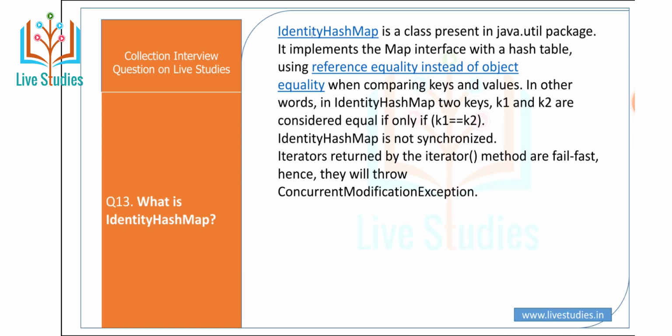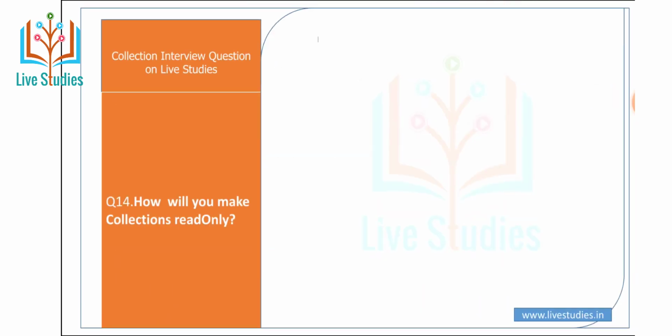Another question is what is an IdentityHashMap? IdentityHashMap is a class present in the java.util package. It implements the Map interface with a hash table, using reference equality instead of object equality when comparing keys and values. In other words, in an IdentityHashMap, two keys k1 and k2 are considered equal if and only if k1 is equal to k2. IdentityHashMap is not synchronized. Iterators returned by the iterator method are fail-fast, so there will be a ConcurrentModificationException. Move to the next question.